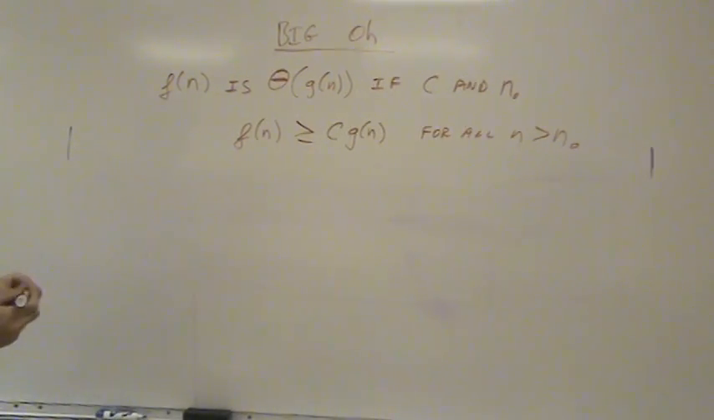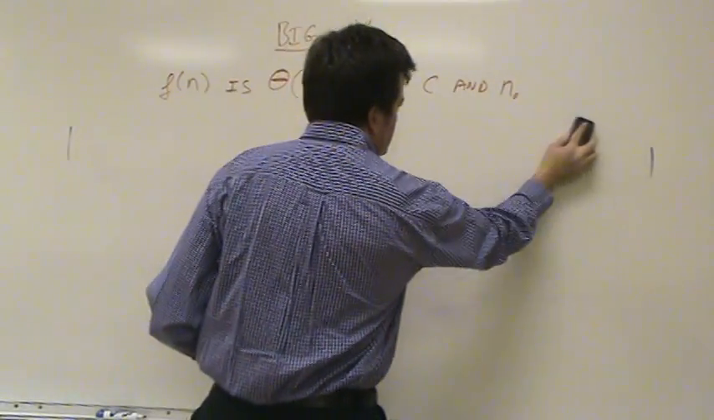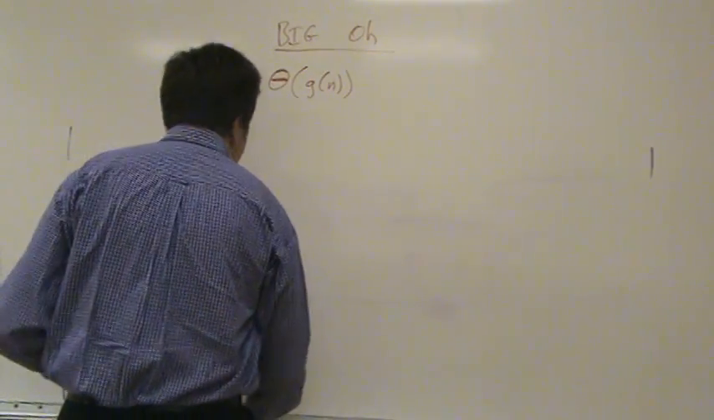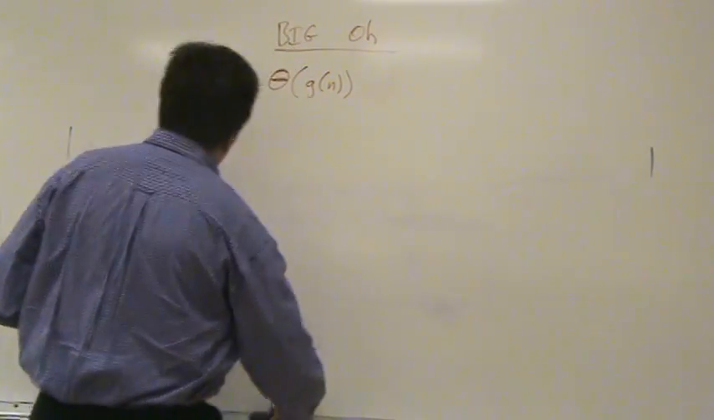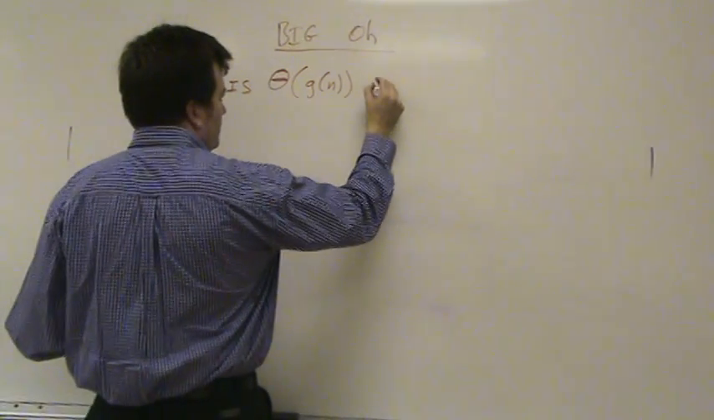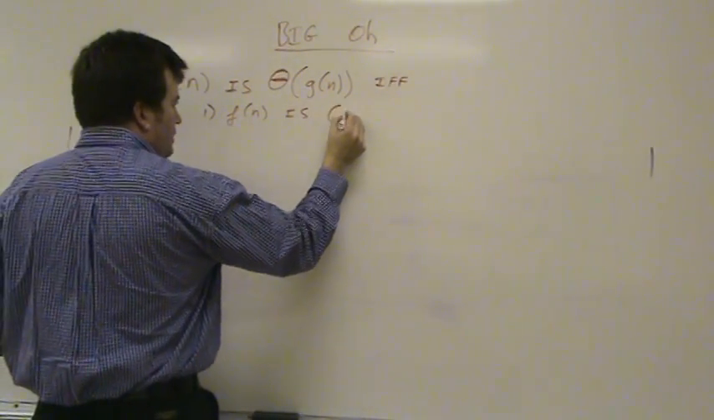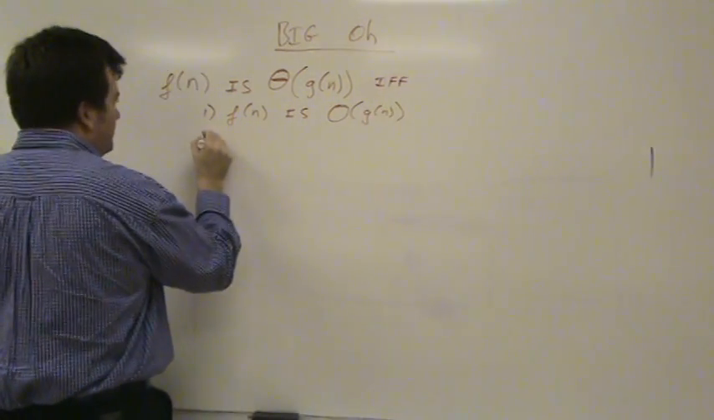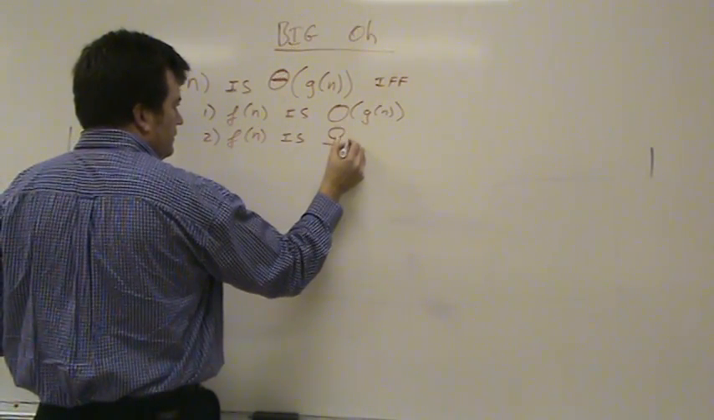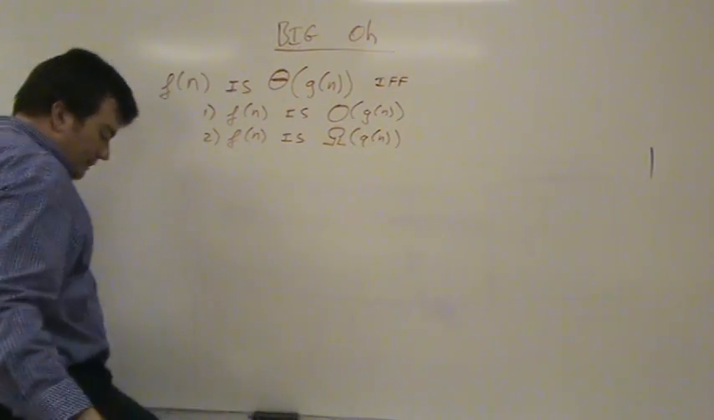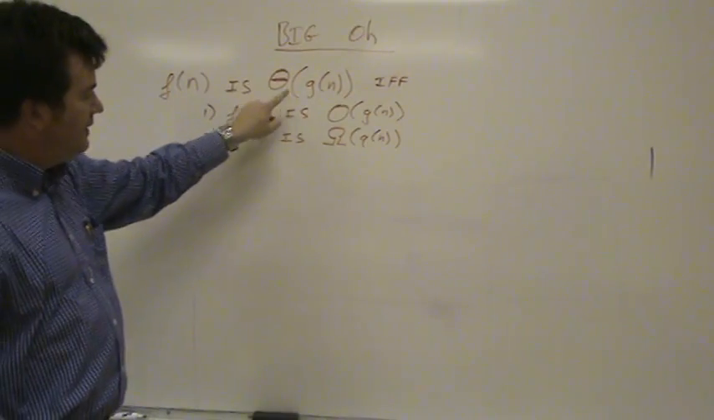Theta of g of n if two conditions are met. Two conditions have to be met. Number one, if and only if, f of n is big O of g of n, and number two, f of n is omega of g of n. If they're both true, then we use a new Greek letter, theta, and say that f of n is theta of g of n.